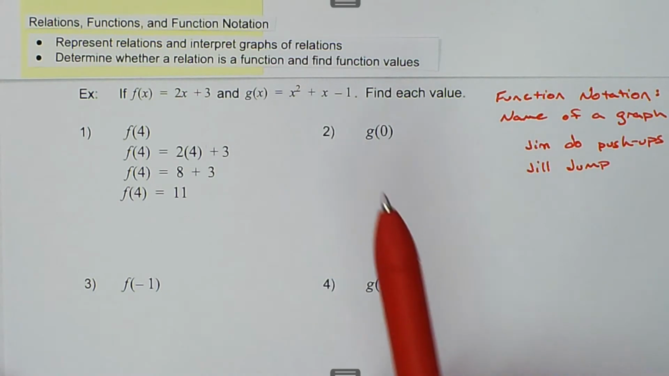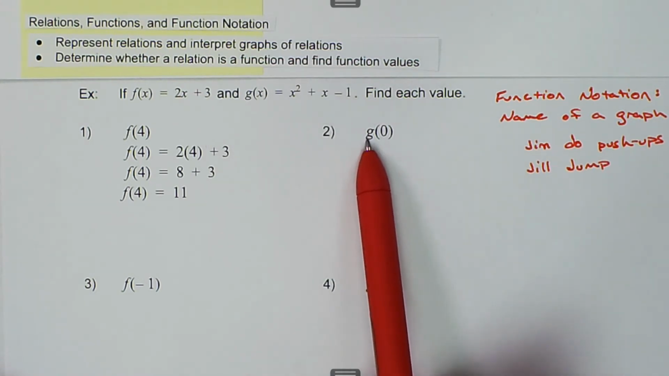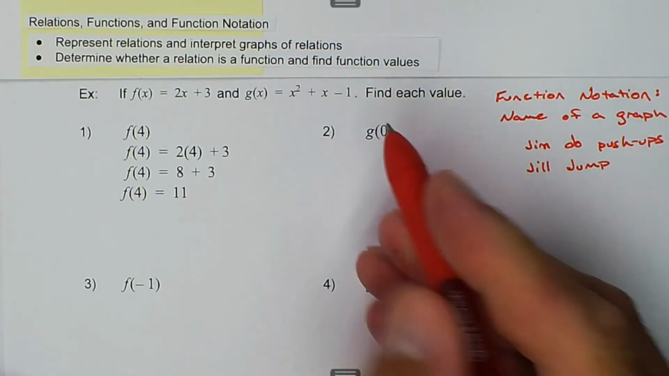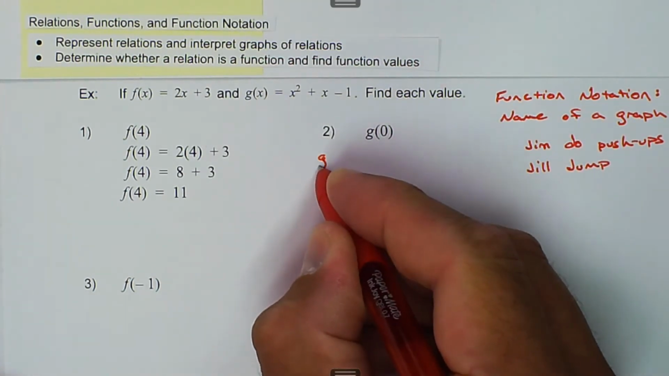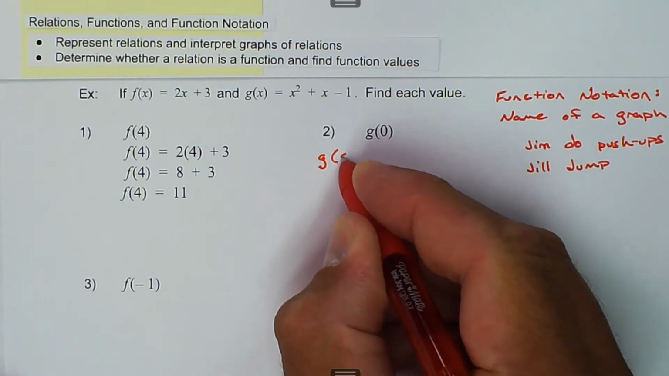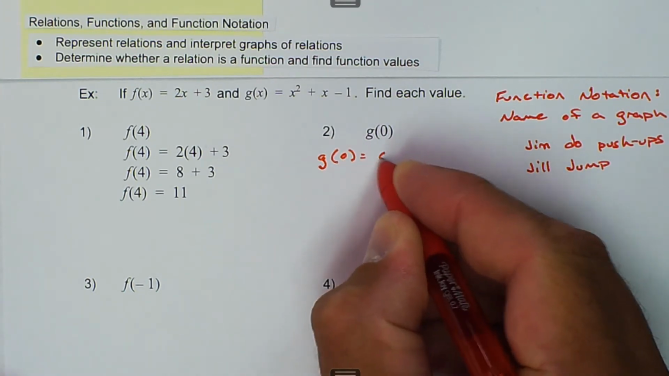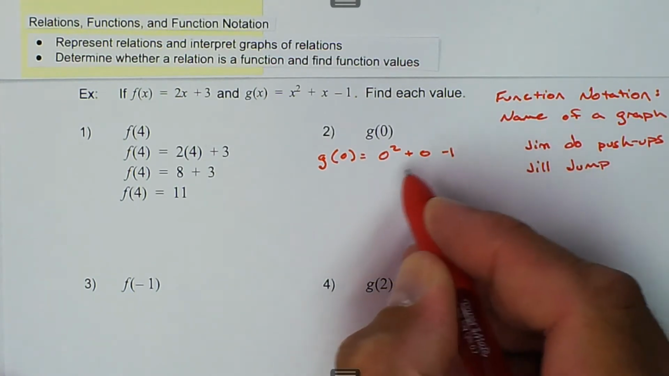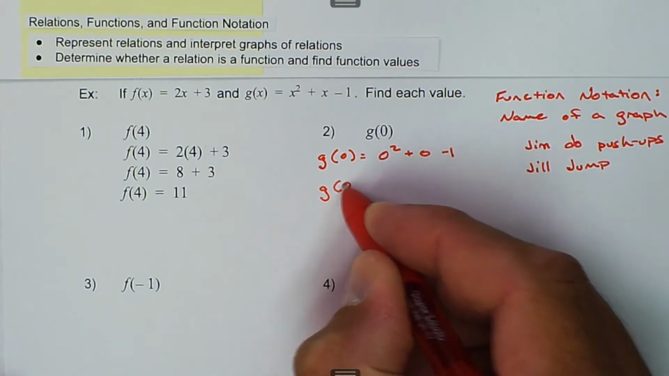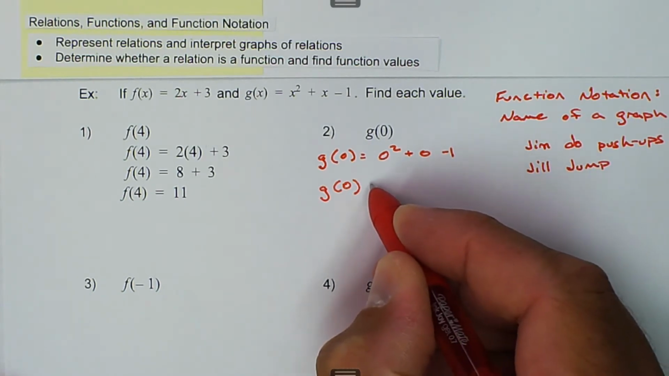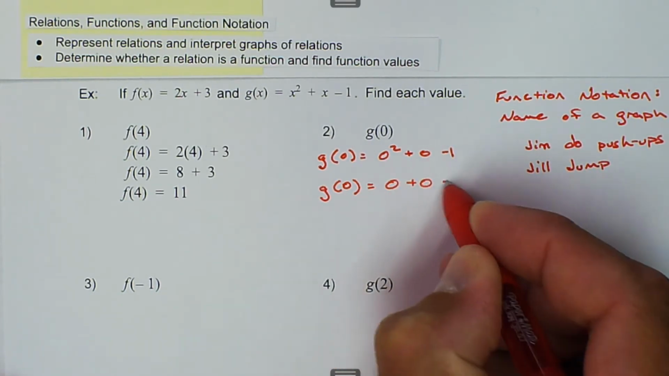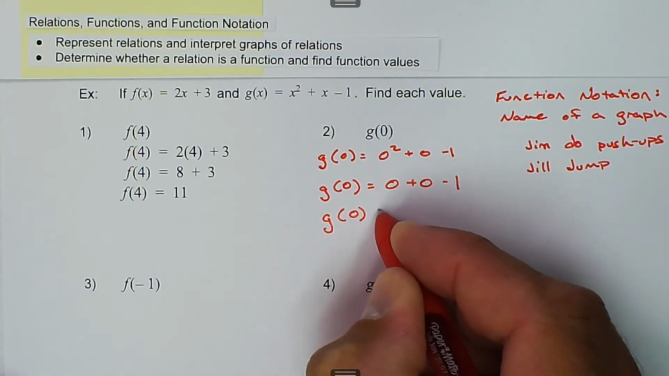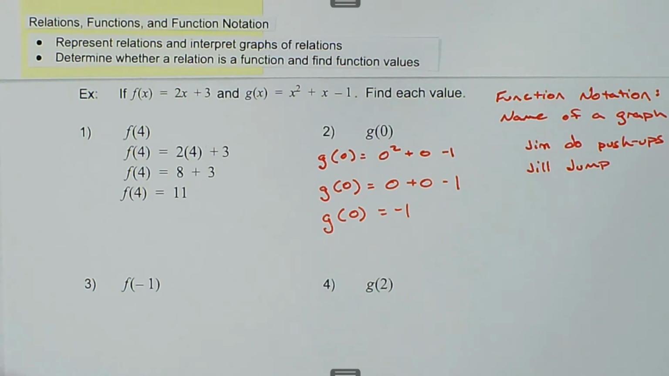Then we can take a look at the function named g. And it says g, substitute in 0 for all the x's. So I can say g of 0 is equal to 0 squared plus 0 minus 1. So g of 0 is going to be equal to 0 plus 0 minus 1. So the function evaluated at 0 is equal to -1.